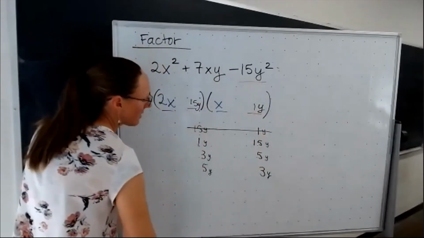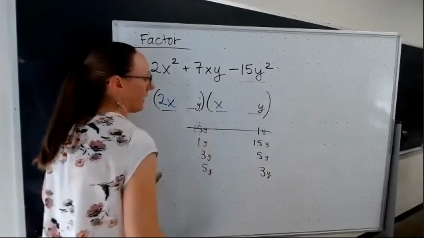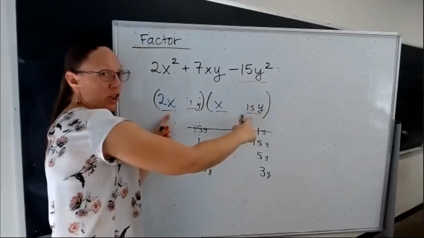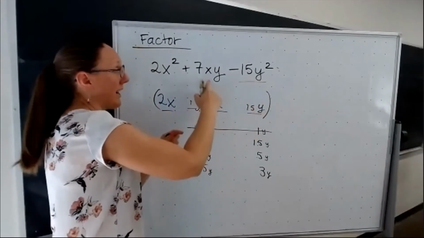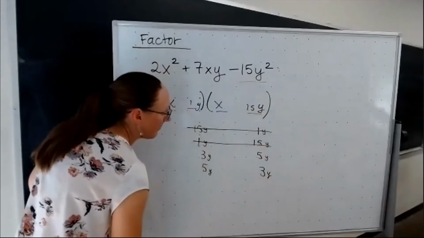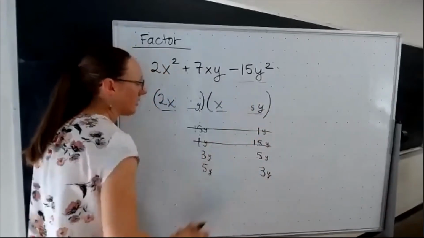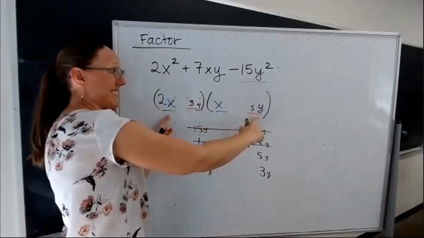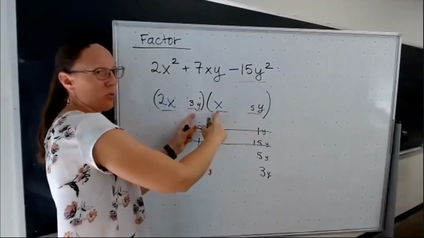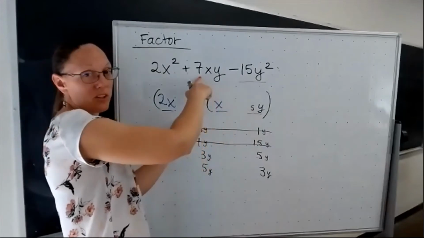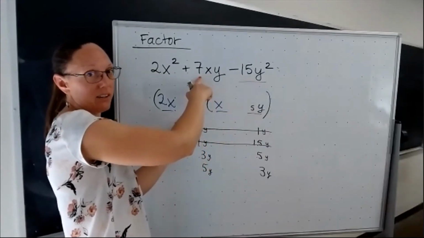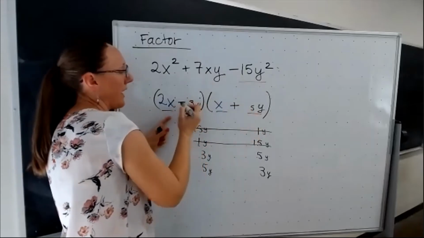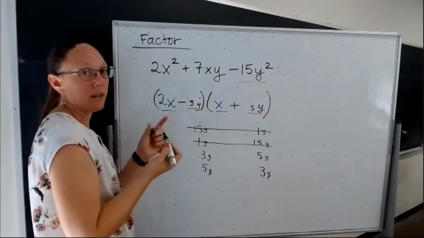If I swap those around and put in a 1 and a 15, now it's even worse. Now I've got a 30xy and a 1xy. I'm definitely not making a 7. I will put in a 3 and a 5. 2 and 5, that's a 10xy and a 3xy, and I can build a 7 out of that. I'm going to need my 10xy to be positive and my 3xy to be negative. And I'm done.